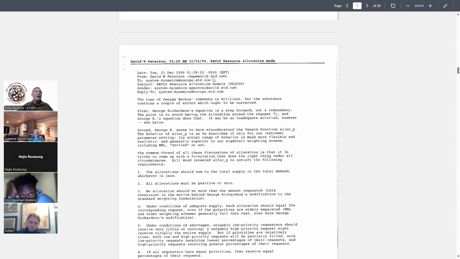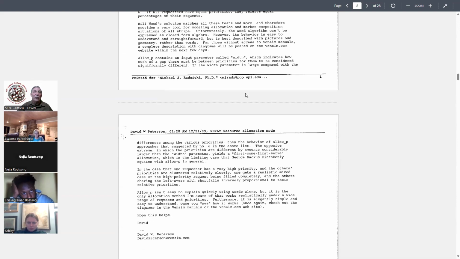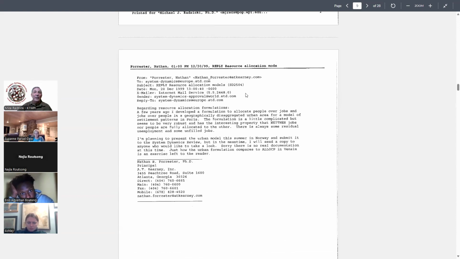Now here comes Dave Peterson. The tone of George Backus's comments is brilliant, but the substance contains a couple of errors which ought to be corrected. And on it goes. So Dave is going to defend the Wood algorithm in his software package, Vensim. Somewhere along the way, Sturman weighs in and says, look, are you trying?